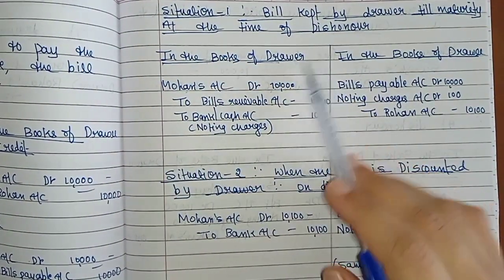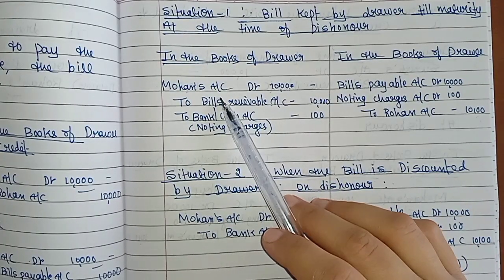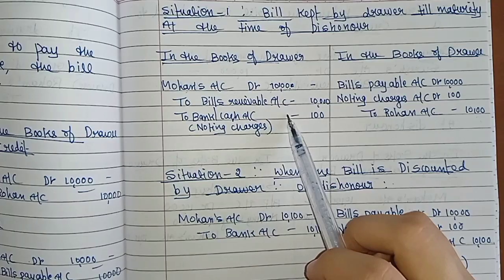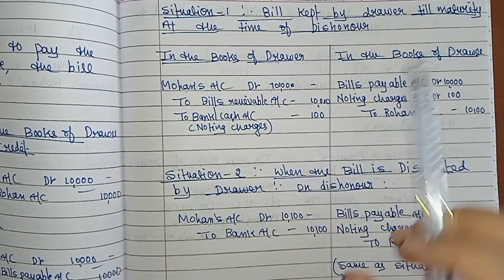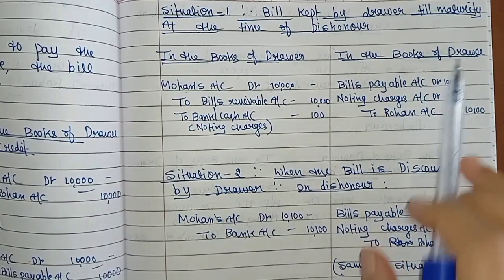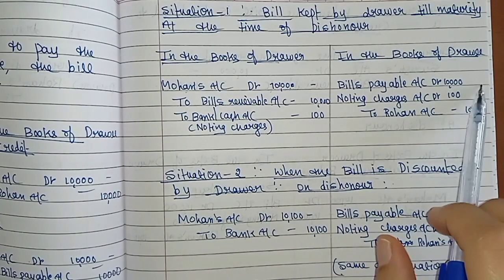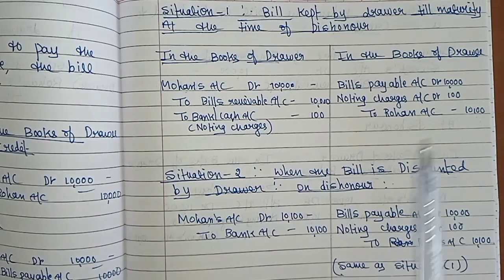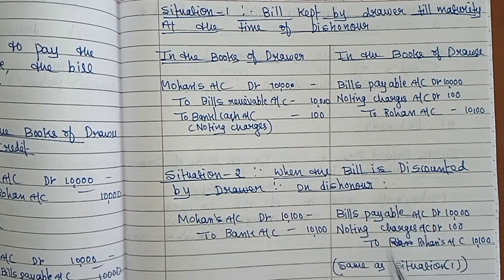So in the books of drawer, Mohan's account, because he needs to repay everything, to bills receivable, to bank or cash account. Here bills receivable gets cancelled, and noting charges are paid by the drawer. And in the books of drawee, bills payable account debtor, noting charges account debtor to drawer's account, that is rupees 10,100. Clear? So I hope this is clear to you all.